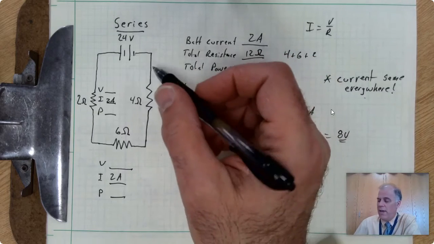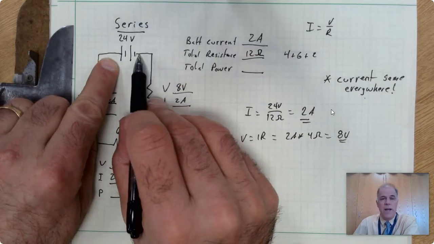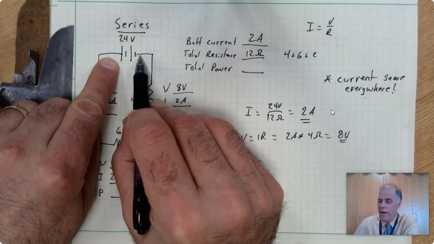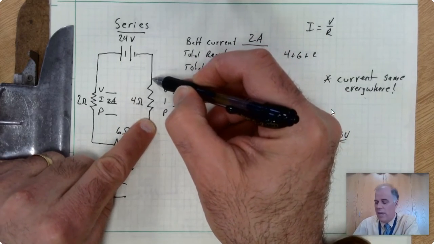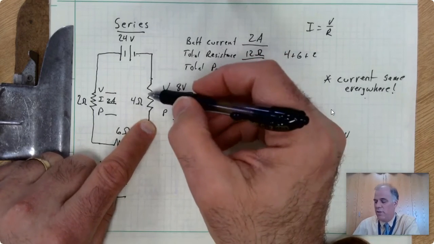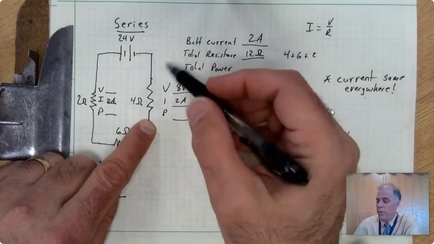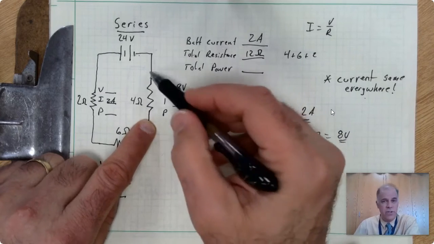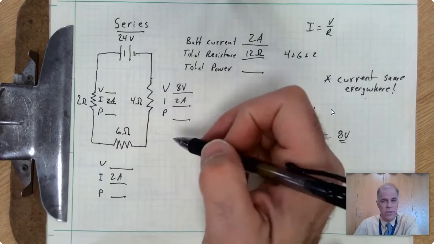So if we were to take a little voltmeter here and put the voltmeter across the battery, the voltmeter would read 24 volts because it's a 24-volt battery. But if we put the voltmeter across this resistor, we would see that there is a voltage drop. There's a loss of electrical potential because the resistor has used it up, and we would see that it has an 8-volt drop across this resistor. So that's what this 8 volts means. It's an 8-volt drop across this particular resistor.